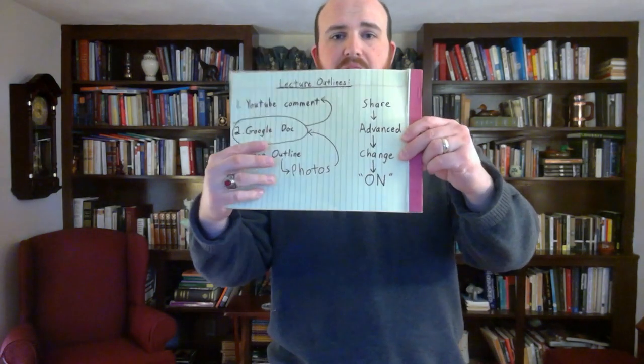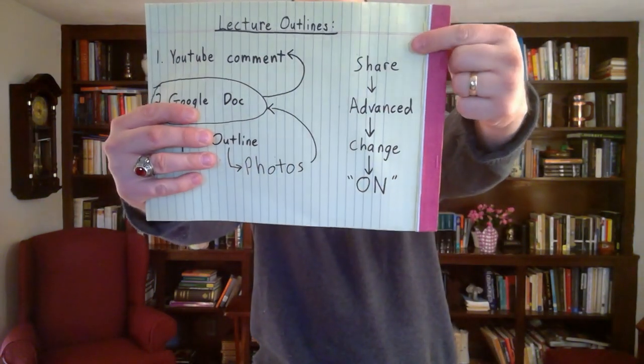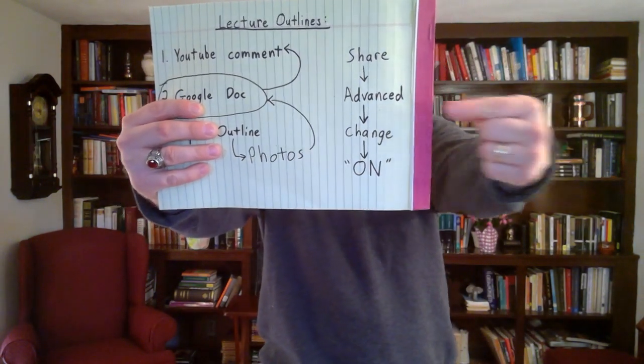And I know it's not the most efficient procedure for some of you, and it's a little inconvenient if you're doing paper, but hey, paper's always a little inconvenient these days. But this is what I'm going to ask you to do. Get your outline into a Google Doc so you can organize it for yourself. And then follow these steps down this side. Share, advanced, change, on.